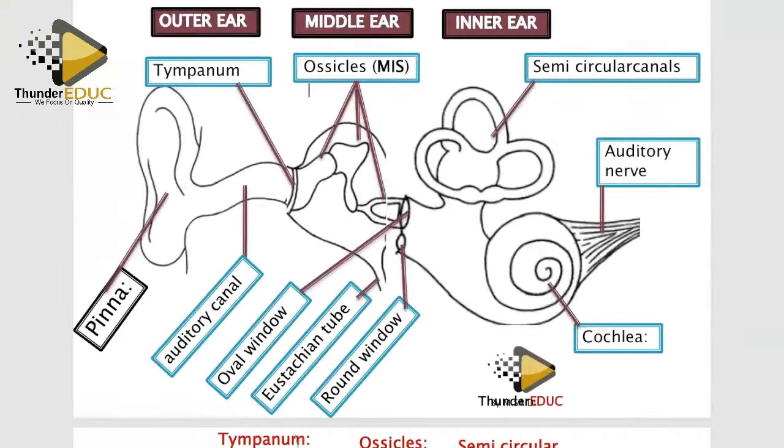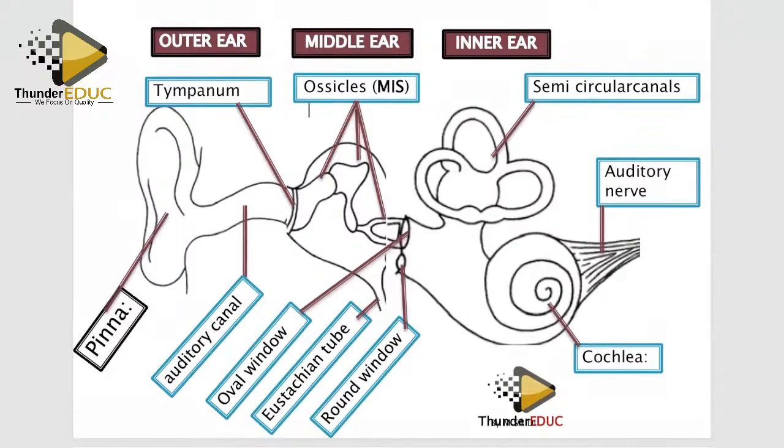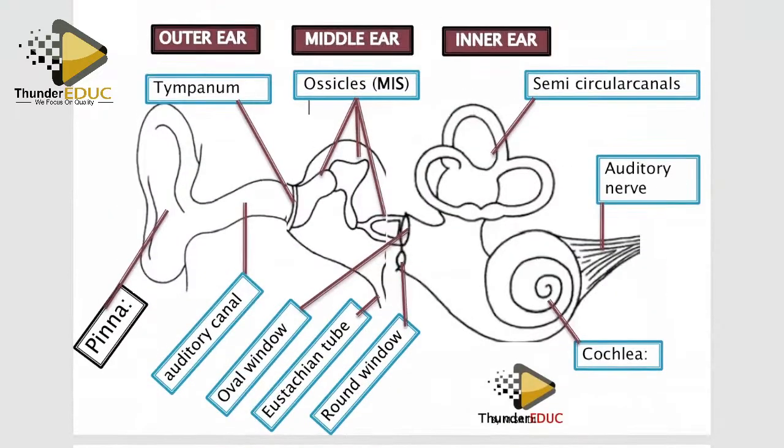The outer ear has what we call the tympanum. Sorry, the pinna. The pinna is this part which you see. And then it has this tube, which we call the auditory canal. Don't call it eardrum, call it auditory canal. Then we have this part, which is like a drum. Some books say eardrum. Don't call it eardrum, call it tympanum or tympanic membrane.